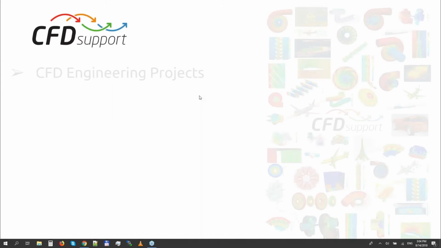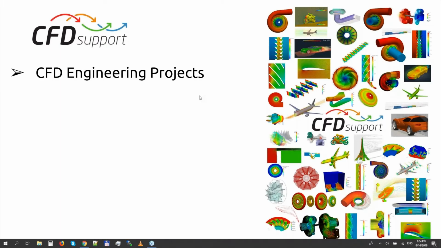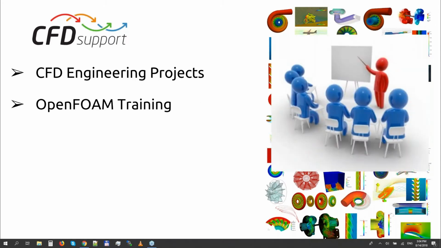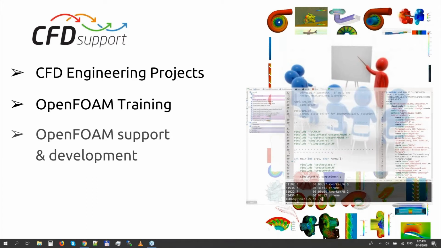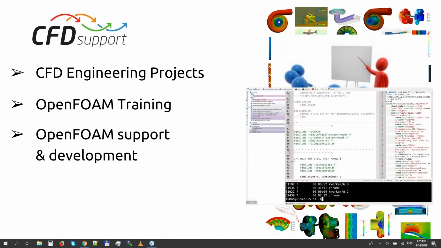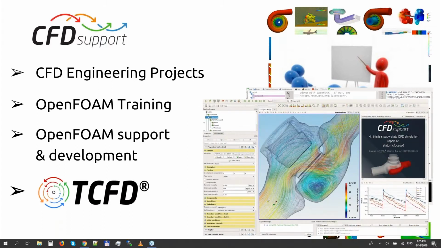Okay, so about the CFD Support. CFD Support is a private engineering company dealing mainly with computational fluid dynamics. We are located in Prague, Czech Republic. We deliver complete CFD engineering projects. We do various projects on demand all across the CFD field. Then we deliver extensive open form training and consultancy. By the way, in September, we have some seats available on our public open form training, so feel free to apply. We also deliver open form support and custom code development. And of course, our flagship product is TCFD, which is this webinar about.